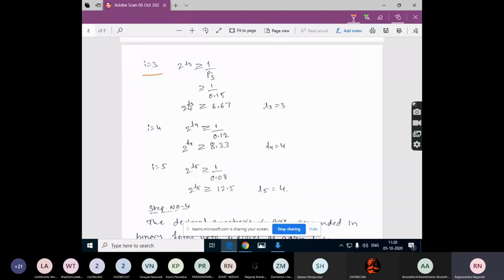So what is the value of l3 which will satisfy this condition? l3 is equal to 3. 2 raised to 3 is 8, which is greater than 6.67.